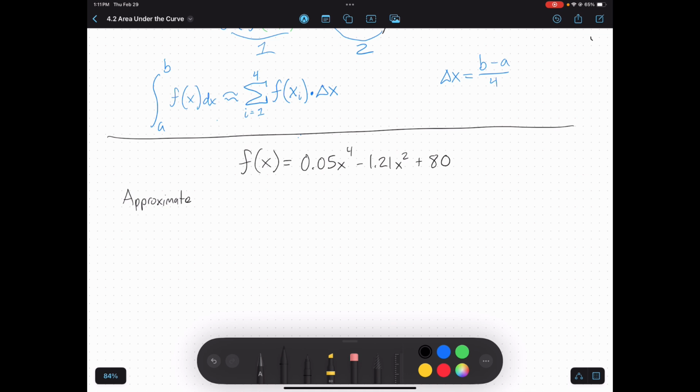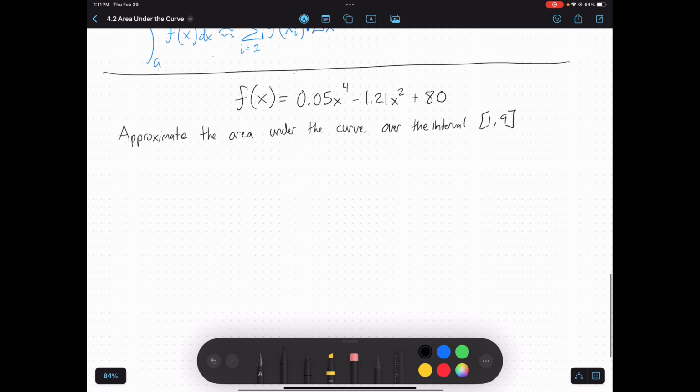because this is obviously some sort of curve. We can't figure this out exactly, at least yet. We're going to approximate the area under the curve over the interval 1 to 9. Which means, what are we going to do? We're going to try to solve, or at least approximate, this value.